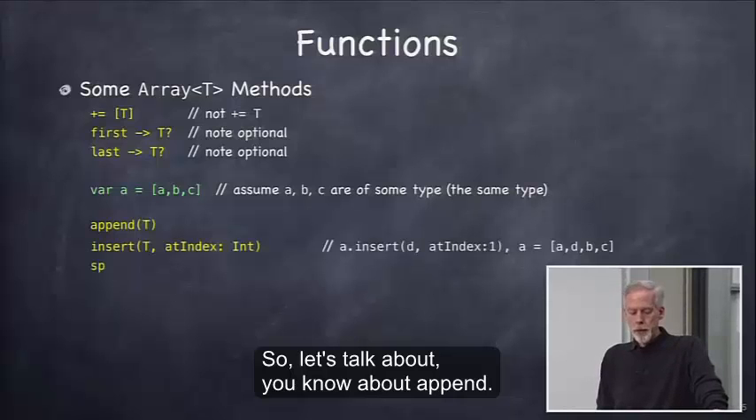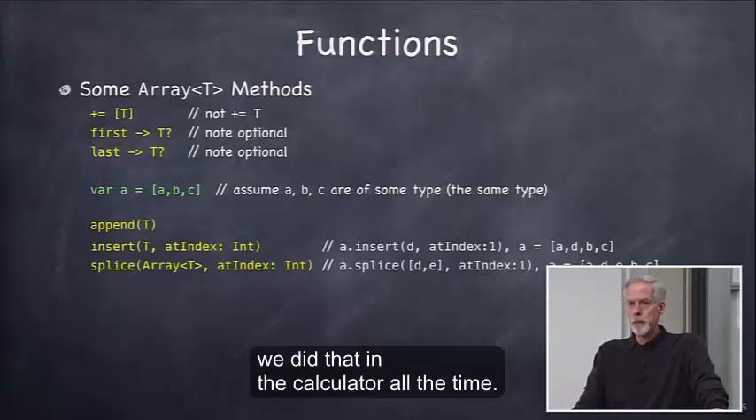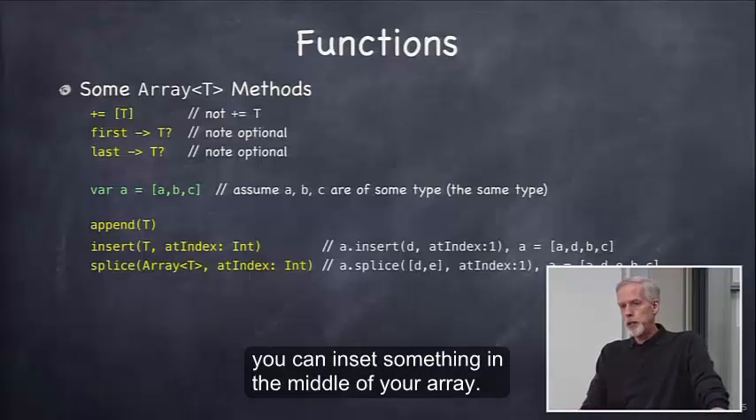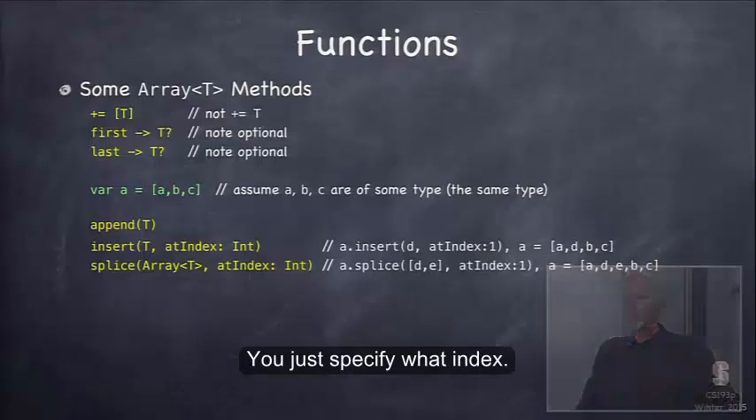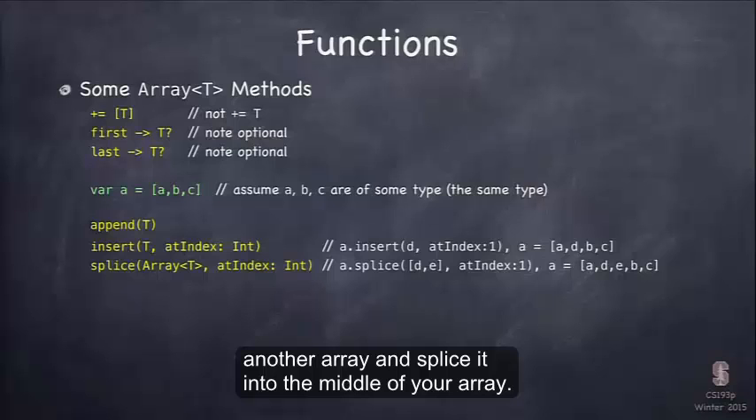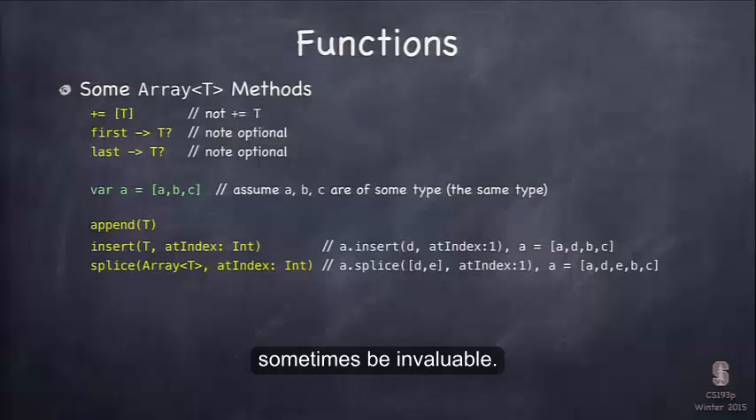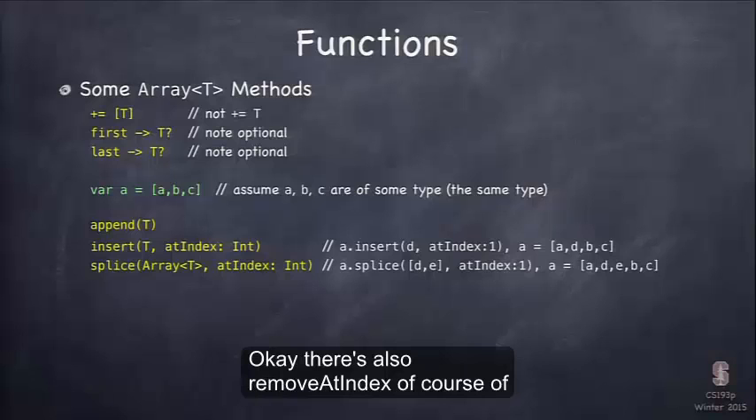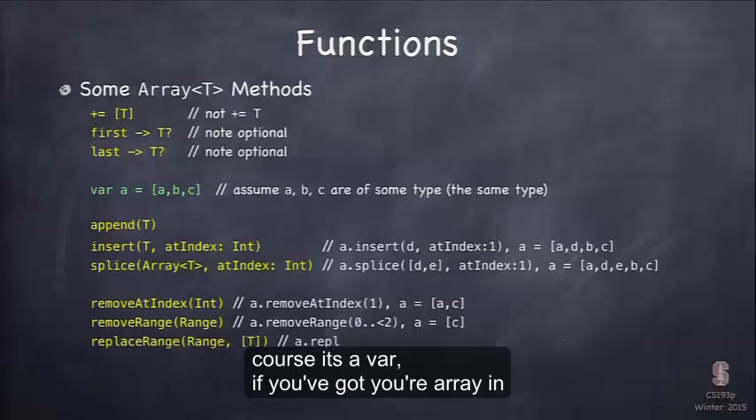So let's talk about append. That's how you add something to an array. We did that in the calculator all the time. There's also insert, so you can insert something in the middle of your array. You just specify what index. There's also splice. Okay, splice will take another array and splice it into the middle of your array. Okay, so that can sometimes be valuable. It's otherwise just like insert. It's just like inserting another array inside the array. Okay. There's also remove at index, of course, if it's a var.